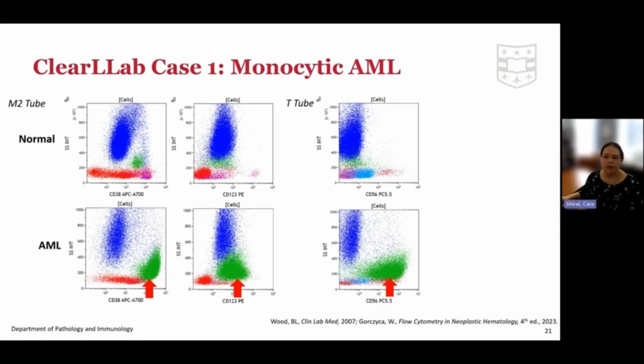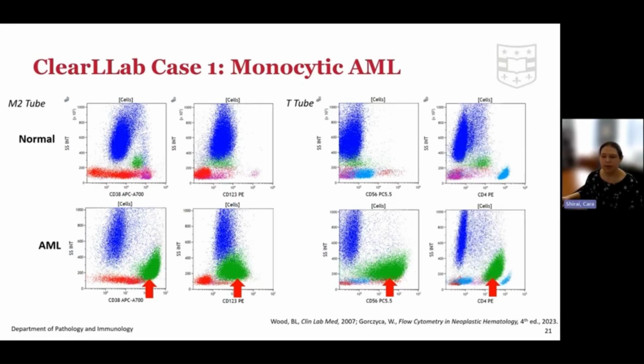Also using the T-cell tube, we can examine CD4 expression. CD4 is dimly expressed in normal monocytic populations and is often retained in monocytic AML, as shown here, albeit a little bit brighter in expression.